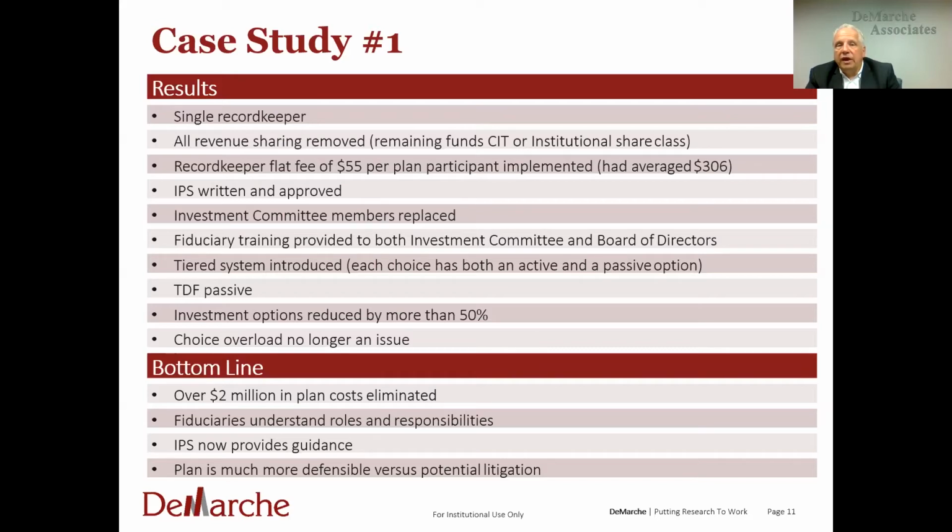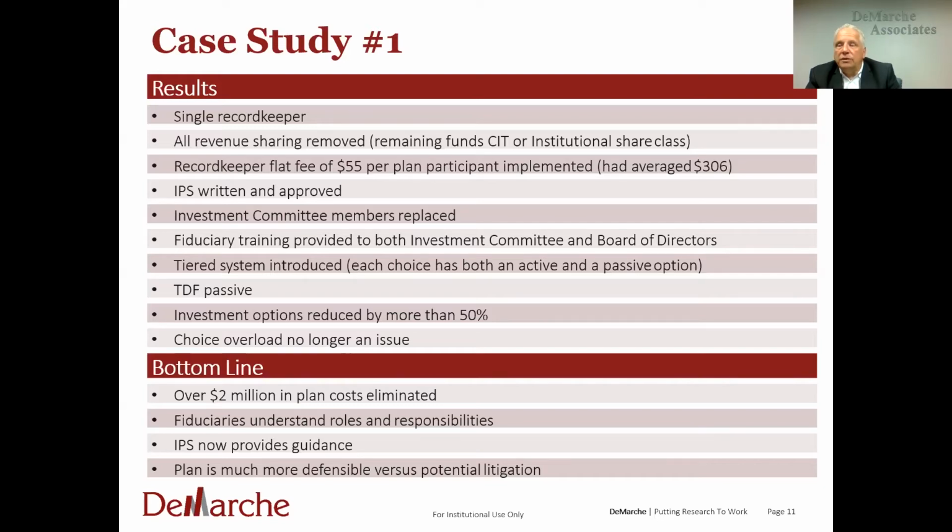Fiduciary training was provided. We also introduced a tiered system, and Craig spoke of this earlier, where now we have, in this case, each choice in the lineup, whether that be a small cap, mid cap, large cap, emerging market, has both an active and a passive option. That way the plan participant can really express their preference for one or the other in that way.